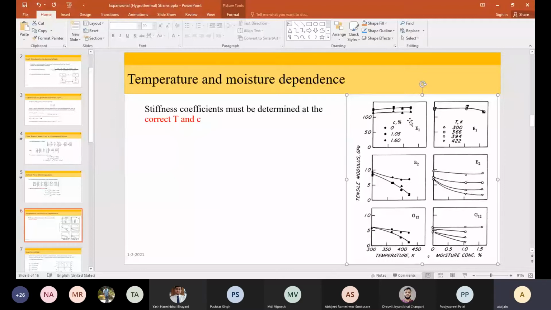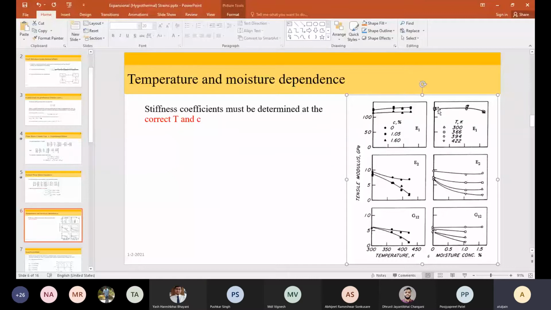Okay, so you will get one of the two charts, both of them are actually conveying the same information. In the first three charts on your left, you have temperature on the x-axis, y-axis is the different moduli E1, E2, G12, and different lines show you how the dependence is for different values of C, that is the humidity. On the right hand side, x-axis is moisture content, y-axis is tensile modulus E1, E2, G12 for different temperatures.